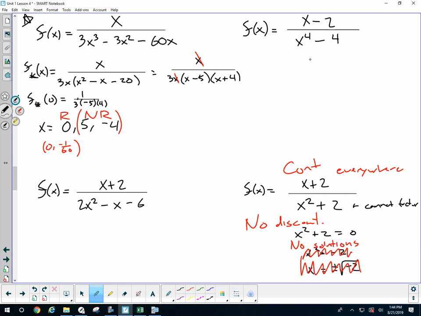This guy, I think I tried to set up the function so that stuff would cancel, but it didn't work out. Watch what happens. This is x squared squared. This is 2 squared. So this is a difference of squares. I could write it as x squared plus 2 and x squared minus 2.